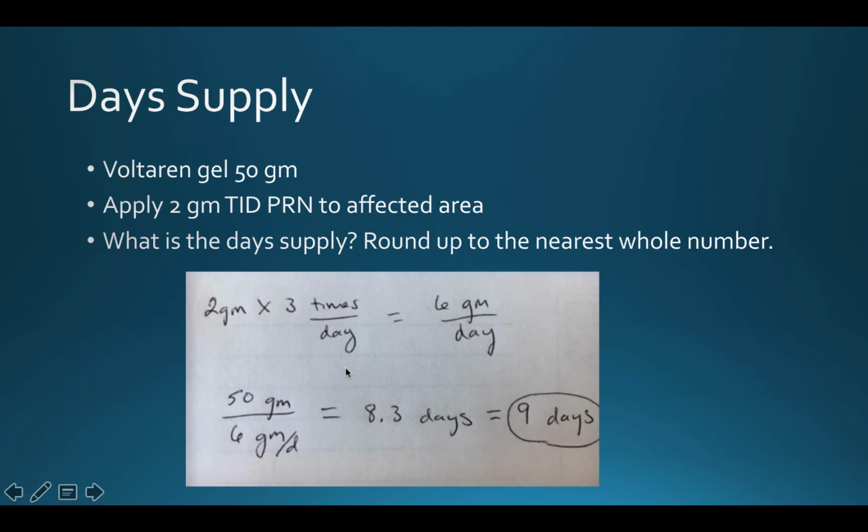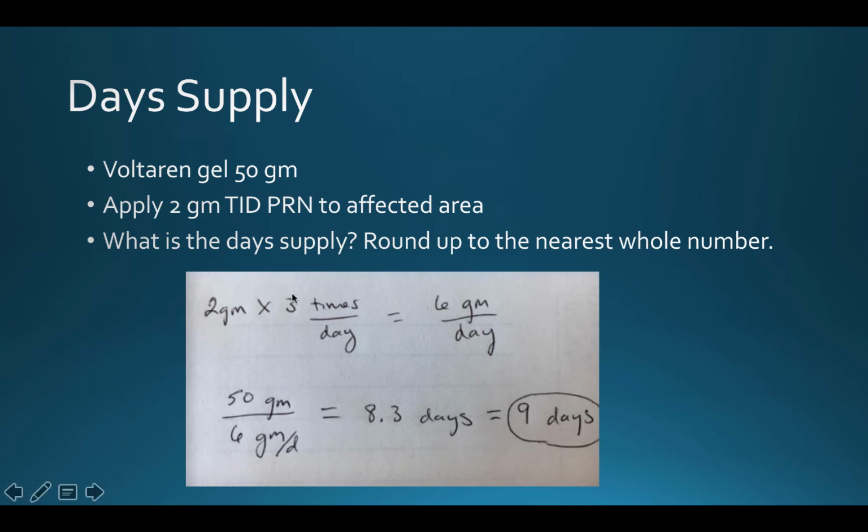That day is going to flip up to the top end, and that's going to give us 8.3 days. Rounding up, that would be approximately a 9-day supply. Rounding down, that would be an 8-day supply.